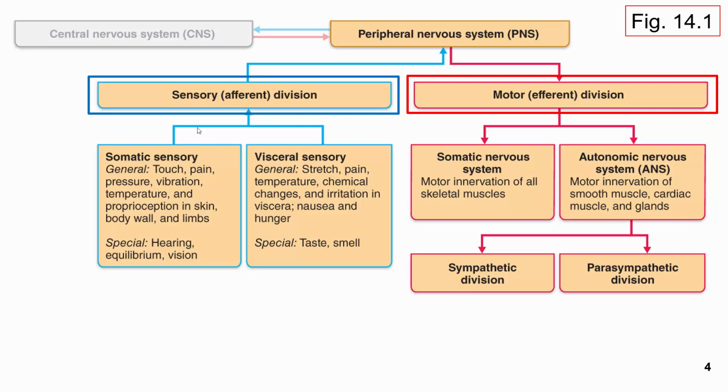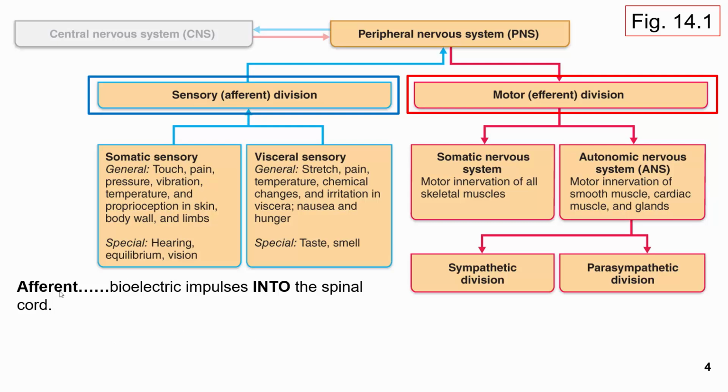With the sensory division, we break that up into somatic sensory, and this involves various functions such as generating information regarding touch, pain, pressure, and a whole host of other senses. In addition to hearing, equilibrium, which regulates our ability to stand and sit upright, as well as vision. Visceral sensory refers to those sensations that come from visceral organs, so our abdominal organs as well as our thoracic cavity organs.